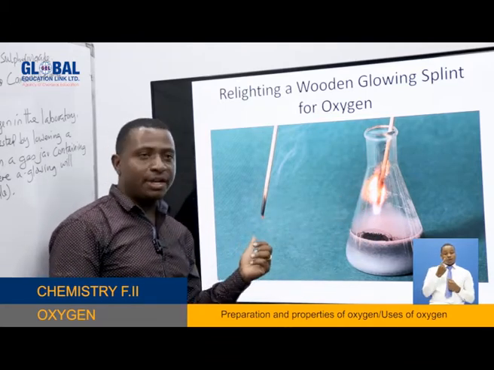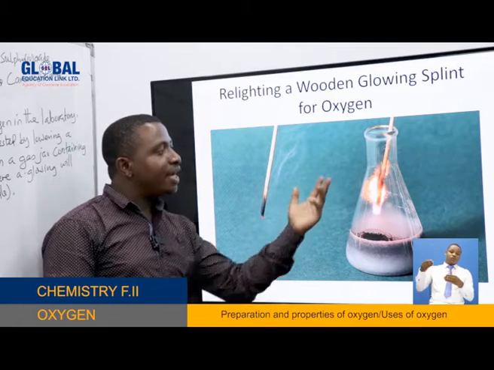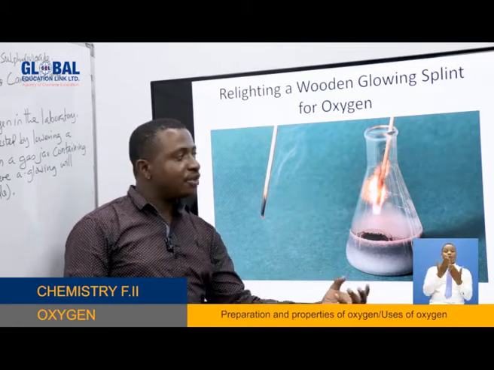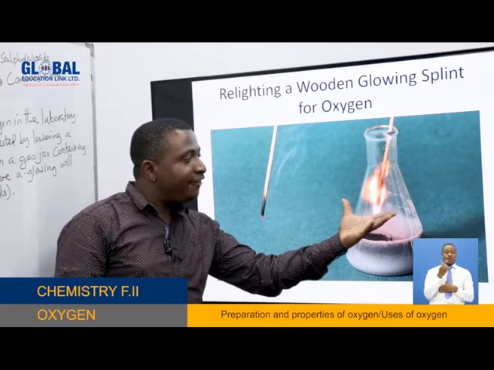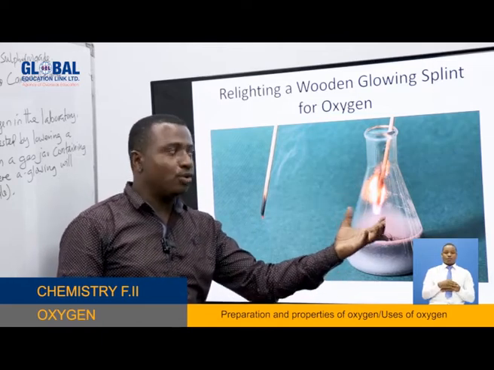You can now see this is the glowing splint. It was taken and lowered in this conical flask with oxygen. You can see the flame. It has now relighted a glowing splint.